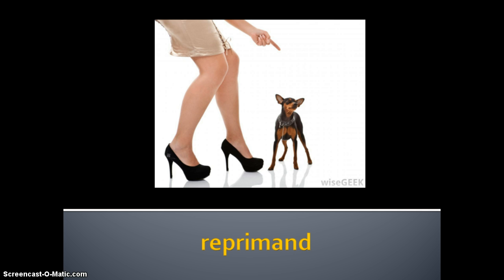Next word, reprimand. That is again both a verb and a noun. First syllable is accented. The verb, to scold or find fault with, and the noun is a rebuke. So they both basically mean the same thing. This dog here is getting scolded. I don't know if it chewed up a pillow or went to the bathroom in the house or something like that, but that would be reprimanding them. And then actually the actual words you use, that could be a reprimand as well. The synonym is reproach. Antonym is pat on the back.